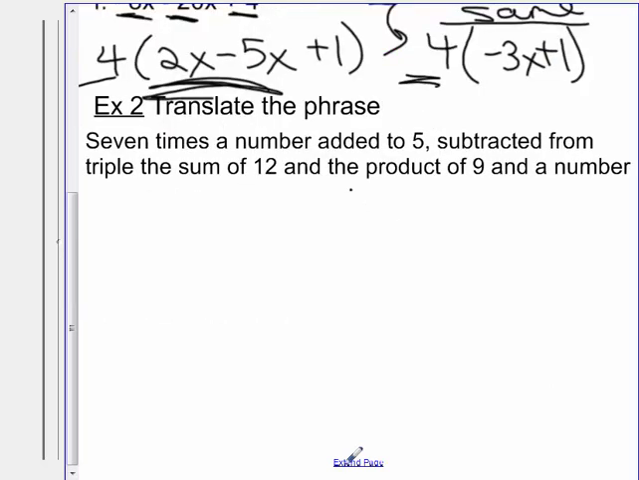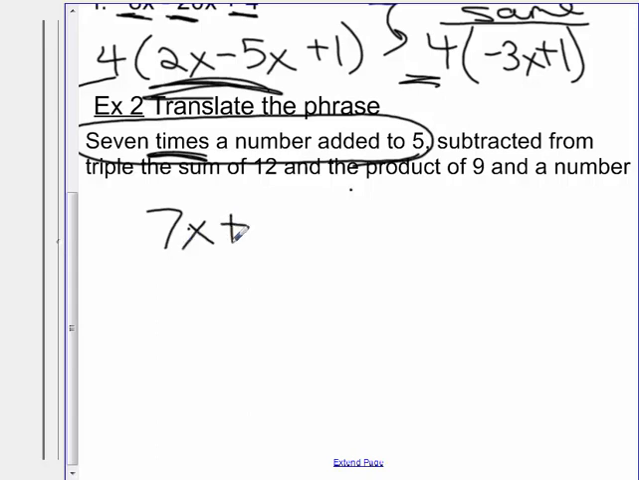And then the last one here, we're translating phrases. We've done some of these. This one's a little bit tricky. So I look and I see 7 times a number added to 5. And we know times is multiplied. So I'm 7 times what? A number. Okay, so those are the two things. And then added to 5.